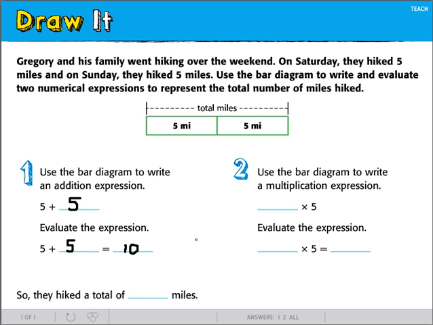Now we're going to take our same bar graph and we're going to make a multiplication problem out of it. Okay? So, Mr. Latham, would you care to tell me what I'm going to multiply by 5 in order to show our bar graph here? Good job. So, as you see, how many groups of 5, how many times did we walk 5 miles? We walked 5 miles twice. So therefore, we're going to multiply 2 times 5, which will give us 10. Okay, so they hiked a total of 10 miles. Very good.